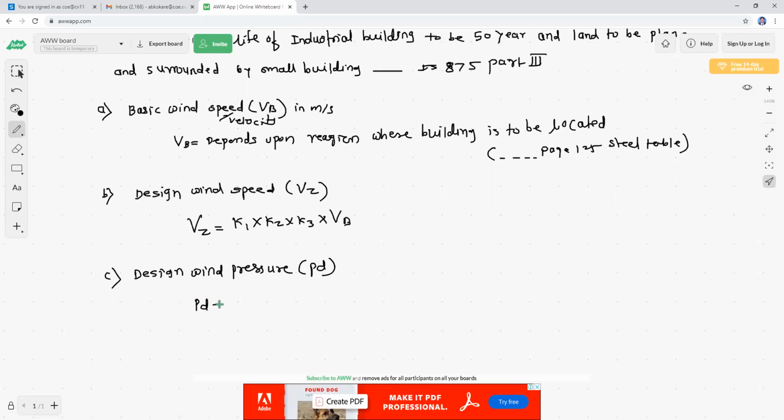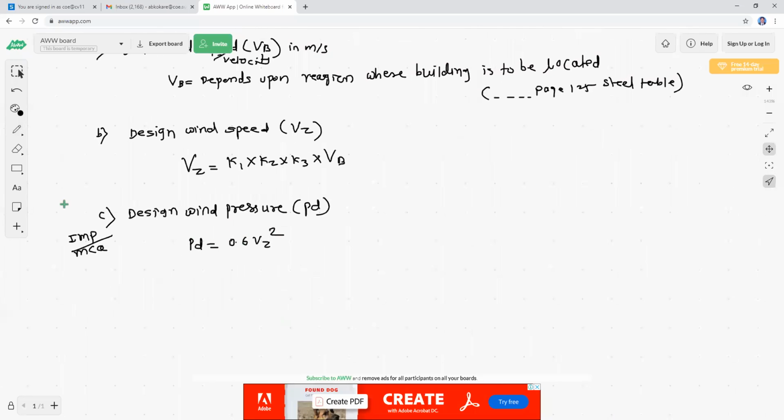So how to calculate this? PD is equal to 0.6 Vz square. This is also very important for the MCQ examination. Many times, PD is equal to 0.6 Vz square. Okay, so design wind speed we have calculated. Now wind pressure is there. Now we have to calculate wind load in Newton. So the next point is the D point that we have to calculate: height to width ratio.